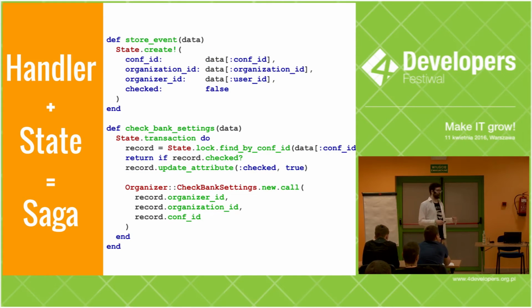When the conference is created, we just store some kind of data. So we need to save the organization ID, which in our system is a tenant ID. We need to save the organizer ID who created the conference, and we save that the command was not invoked yet in the checked attribute. And when the organizer creates the ticket for the first time, we invoke the checkbank settings command, which will notify the customer if they haven't yet provided us with the payout bank details, so that we know how to pay them out the money that they earn on the conference.